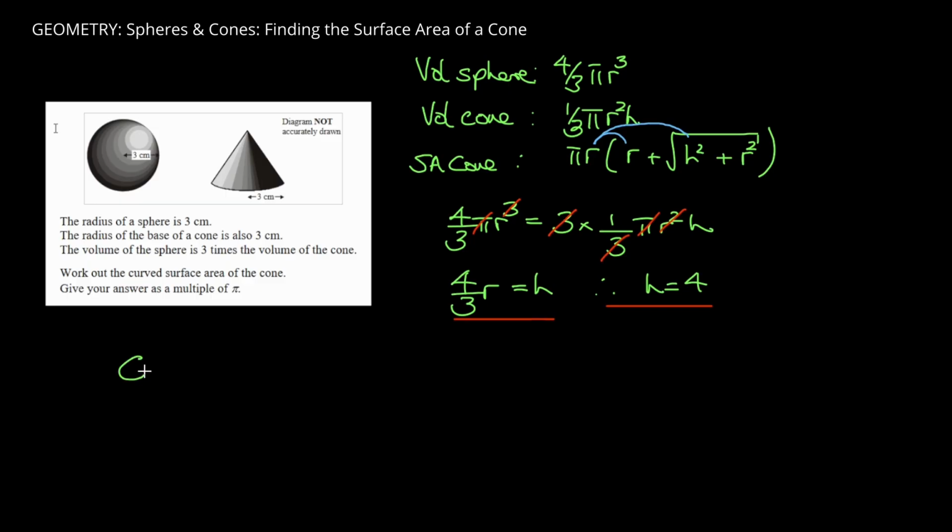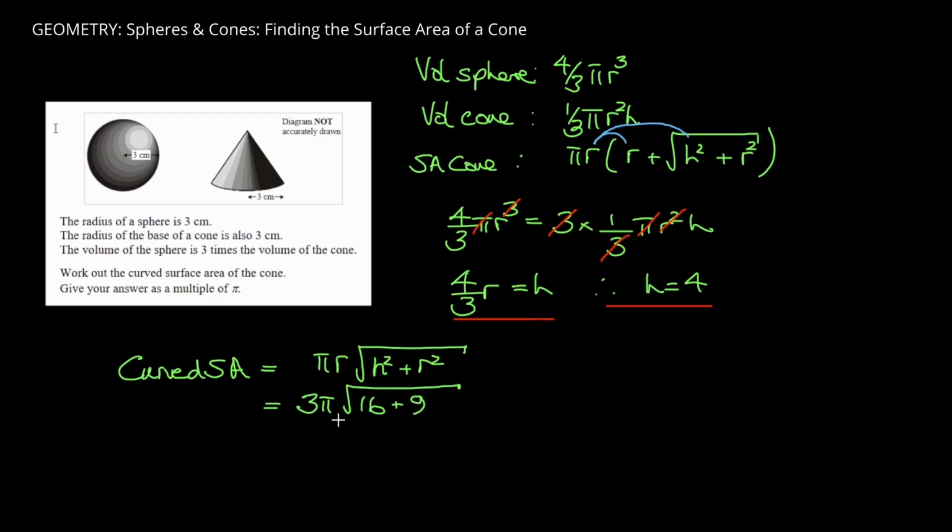The curved surface area is equal to pi times r multiplied by the square root of h squared plus r squared. Substitute in our values and we get 3 pi square root of h squared is 16 plus r squared is 9. And this is one of these square roots that work out very nicely.